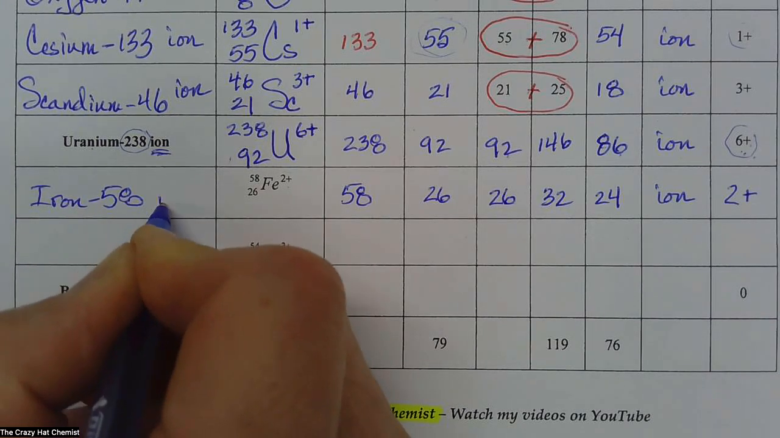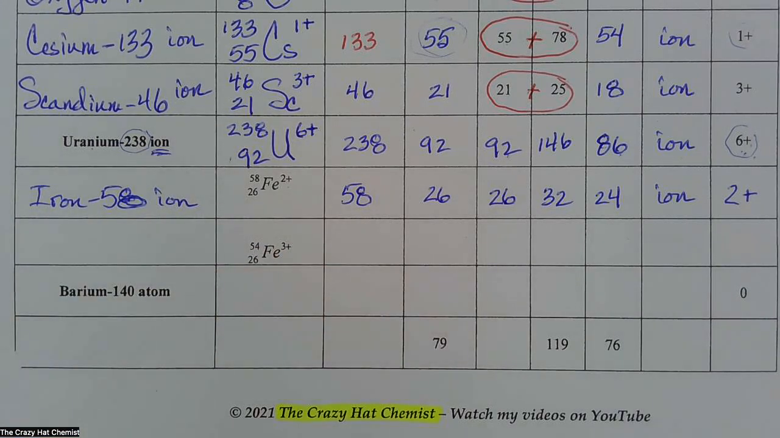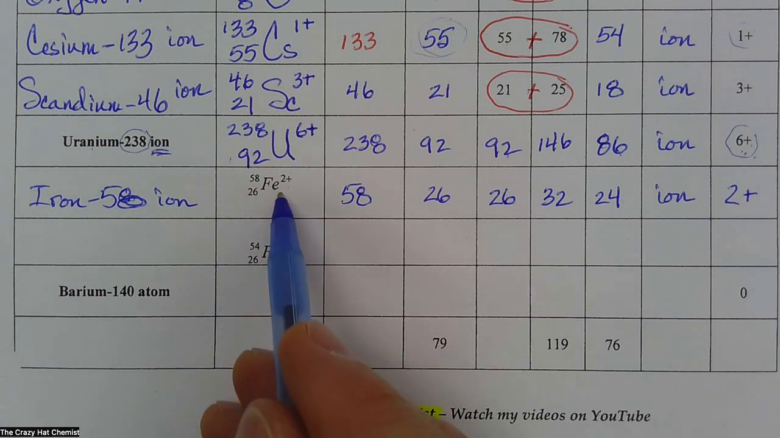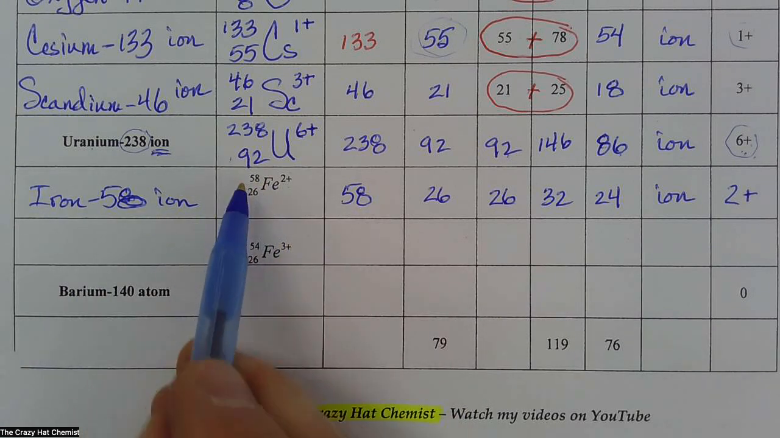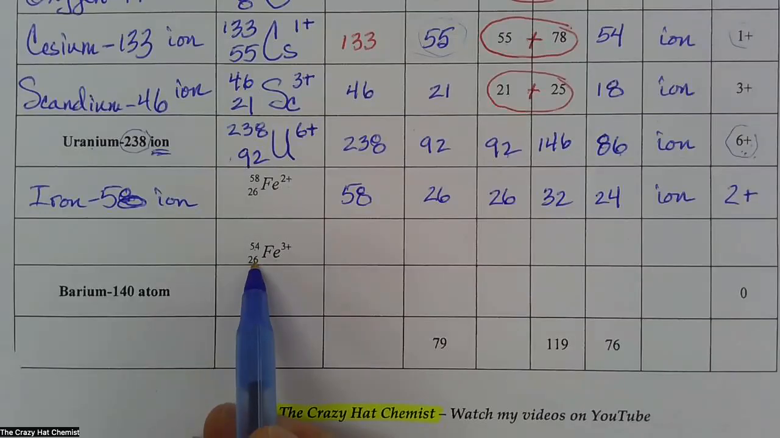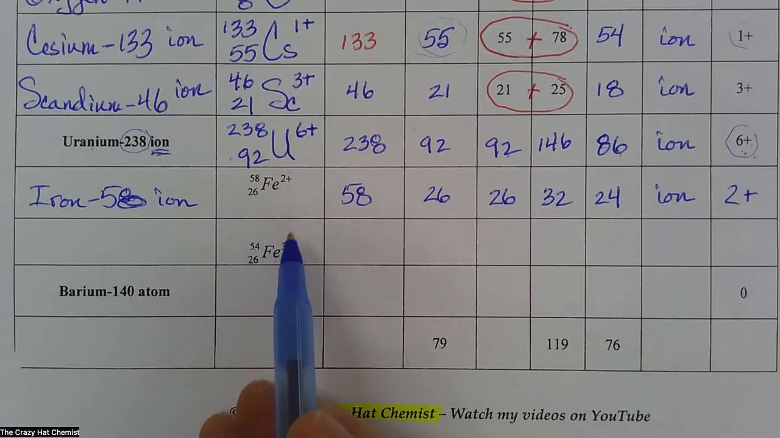-58, and it is an ion, most certainly. Okay, fantastic. Good job on that one. This next one here, they are two different isotopes because they have two different masses. It is the same element, the same atomic number, but they are different ions of different isotopes, different charges.